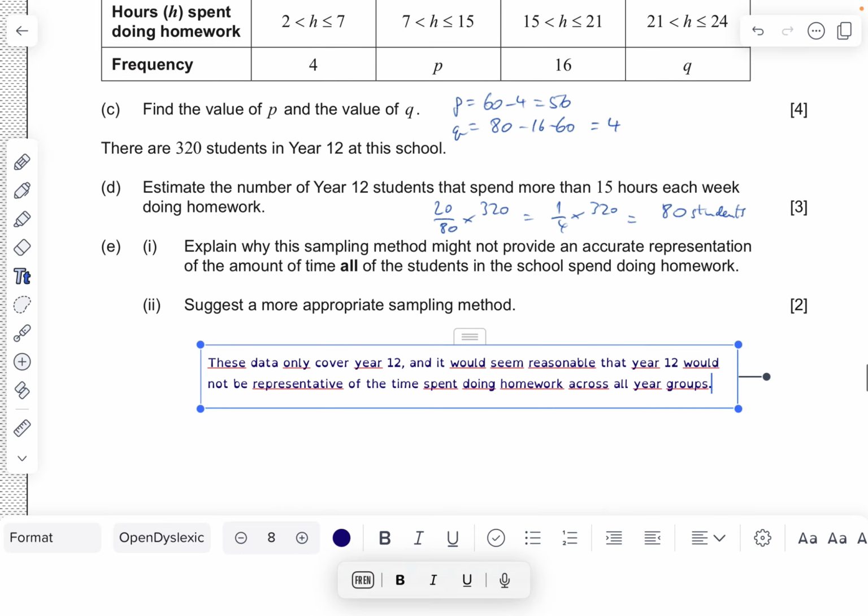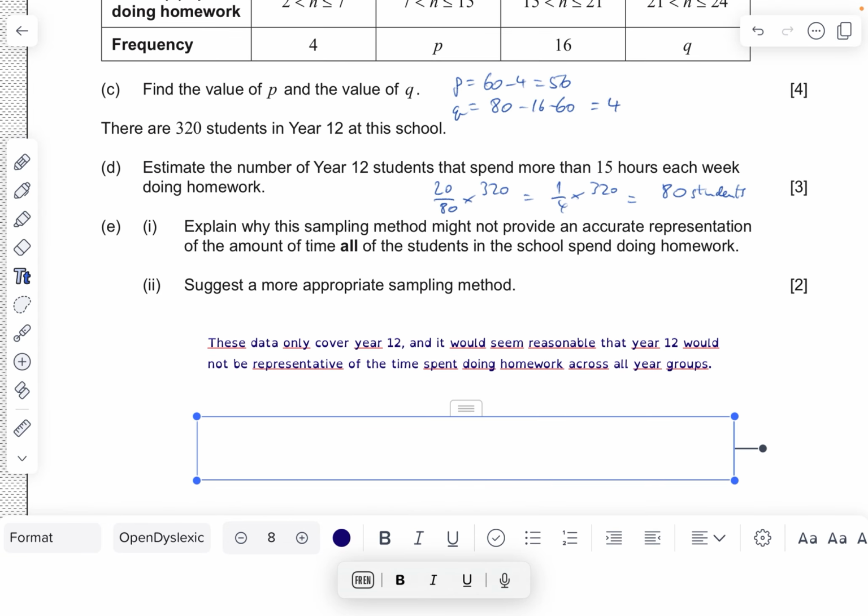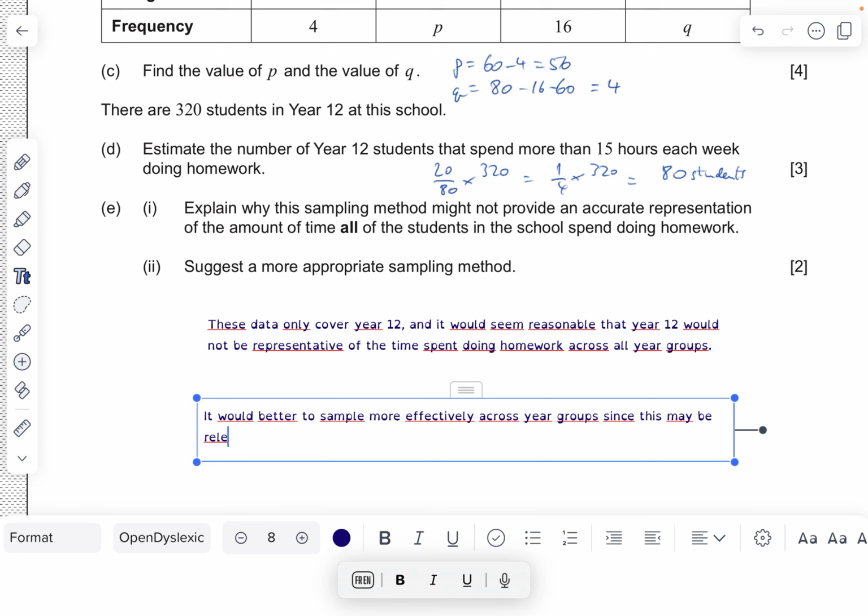Suggest a more appropriate sampling method. So it looks like looking at year groups, so it would be better to sample more effectively across year groups, since this may be relevant to the amount of homework completed.